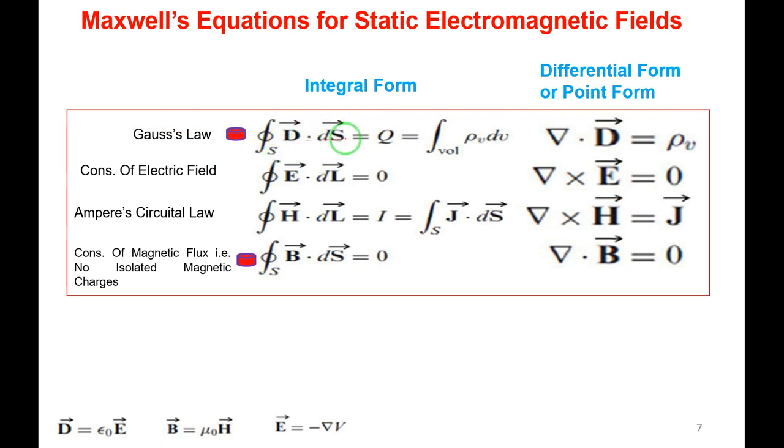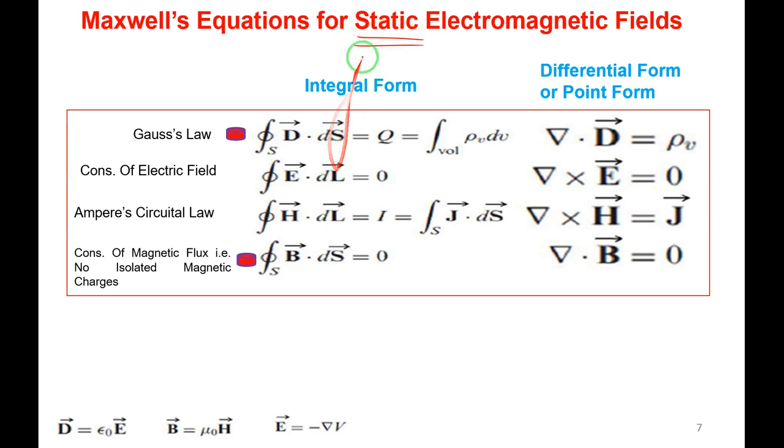Closed surface integral of D dot dS equals Q, that is equal to volume integral of rho v dv. This we know. Then the point form is del dot D equals rho v. This we know, right? Then the conservation of electric field, the principle of conservation of electric field. Closed line integral of E dot dl equals 0, and in point form del cross E equals 0, the curl of E is 0. For static, once again I am underlining static.